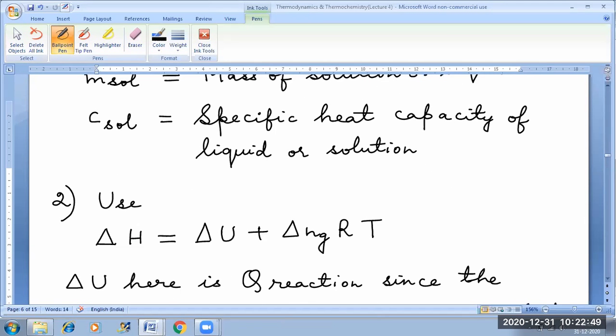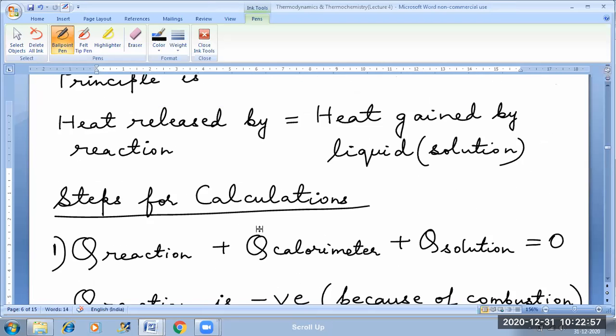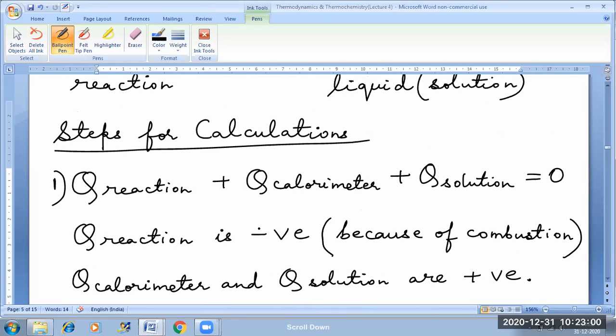And finally, one more thing you have to understand. If in the question they ask you to calculate the enthalpy of combustion, that means they want you to find out delta H. Now, this is a constant volume calorimeter. So what you have found out as Q reaction is delta U, not delta H, because in a constant volume system, Q is nothing but delta U. So whatever Q I have written here, this Q reaction, this is delta U of reaction.